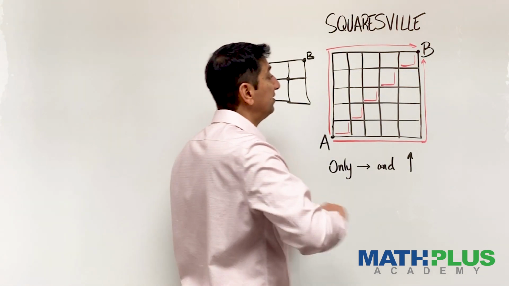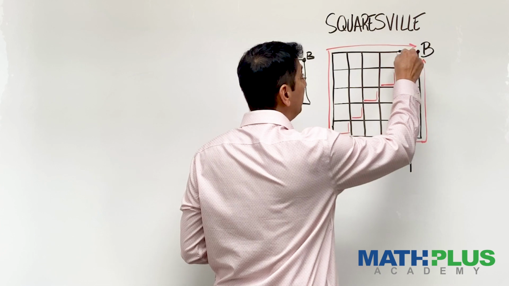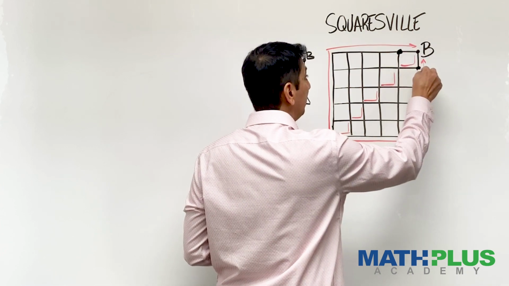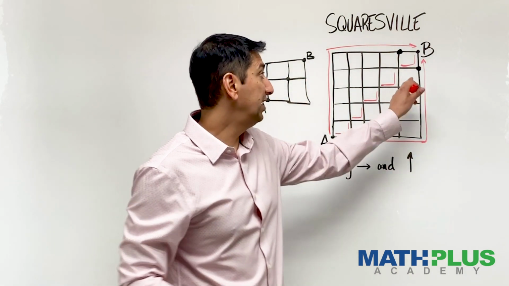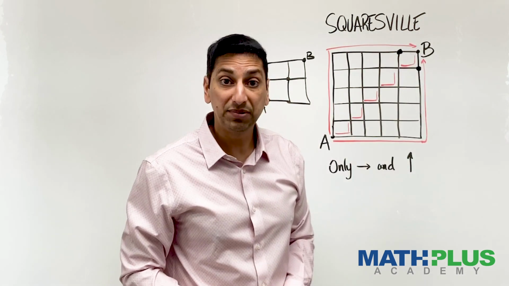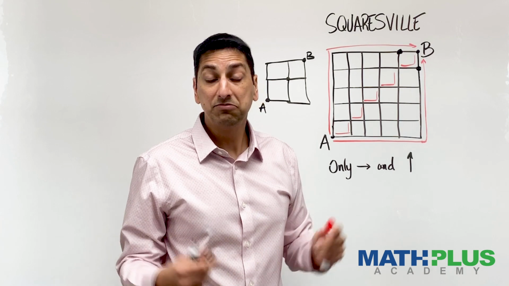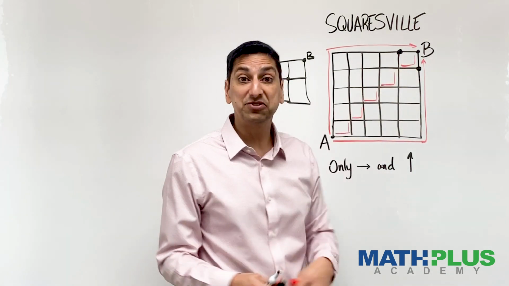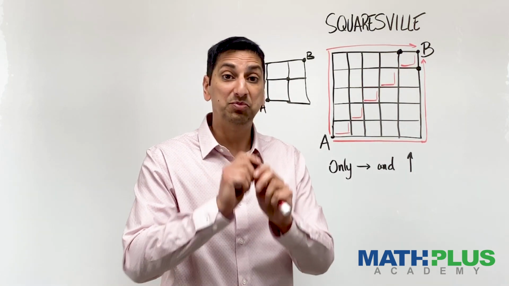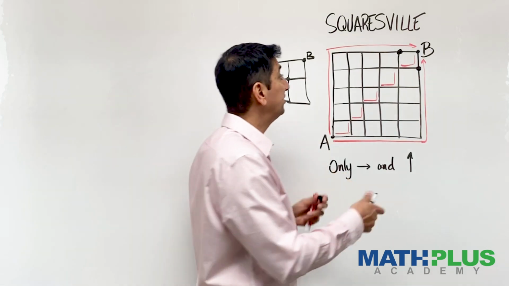Well, the last move, right before you get to B, you're either going to be there or there. If you're here, the only thing you can do is an up. And if you're there, the only thing you can do is a right. And so from each of these points, there's only one way to get to point B. Then you could go back a little further.